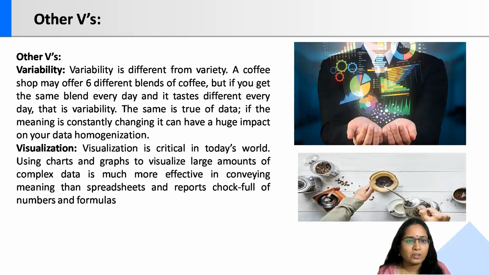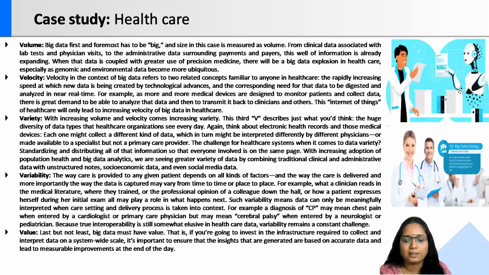Variability is different from variety. For example, a coffee shop may offer 6 different brands of coffee, but if you get the same blend every day and it tastes different every day, that is variability. The same is true of data. If the meaning is constantly changing, it can have a huge impact on your data homogenization. So those are the 2 V's apart from the basic 5 V's.